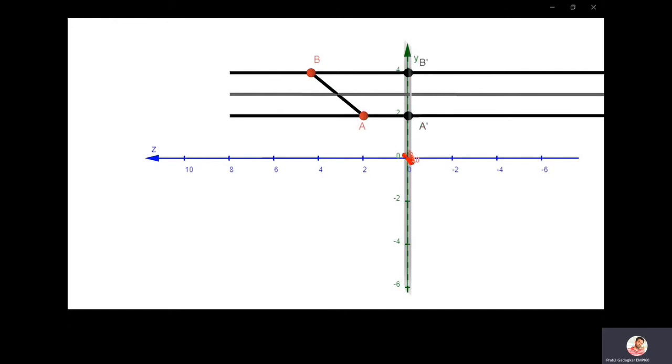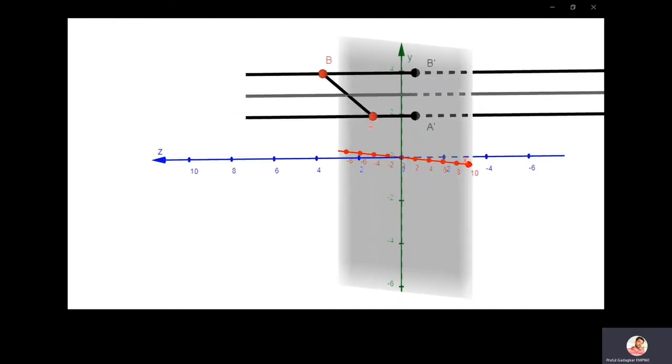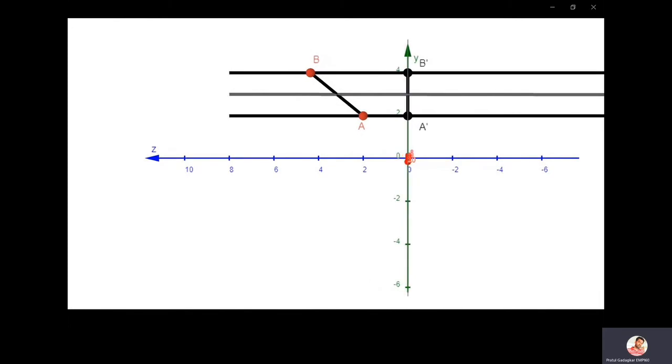So this is the image A'B'. So that segment is A'B'. Now if you look at the length, AB is larger than the length of A'B'. So we will take the ratio of A'B' and AB. That ratio will be called the foreshortening factor.